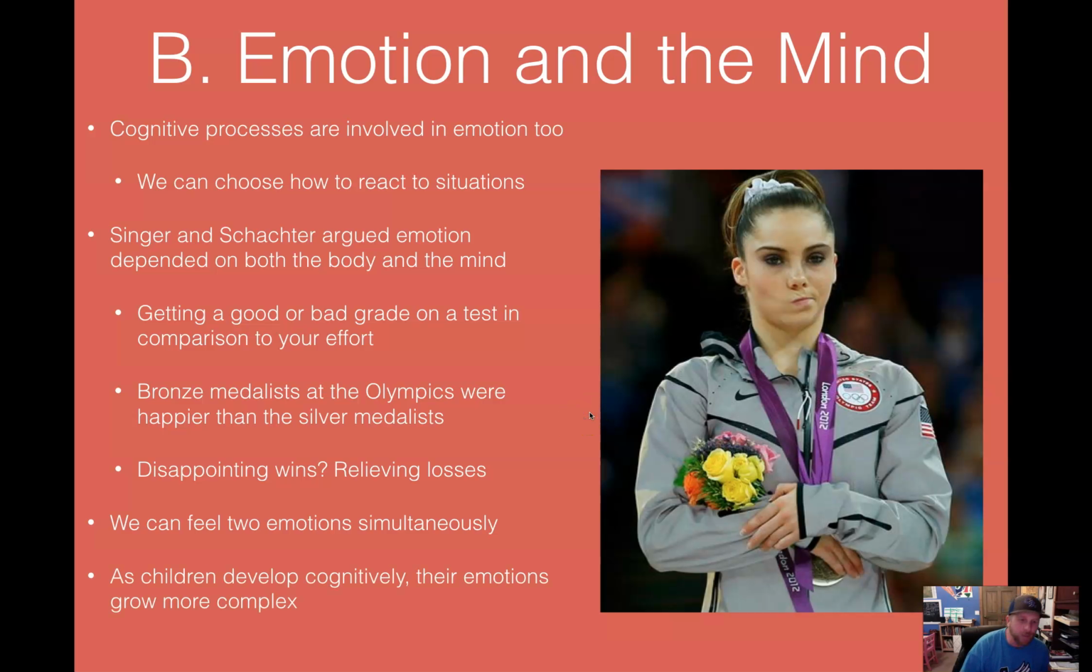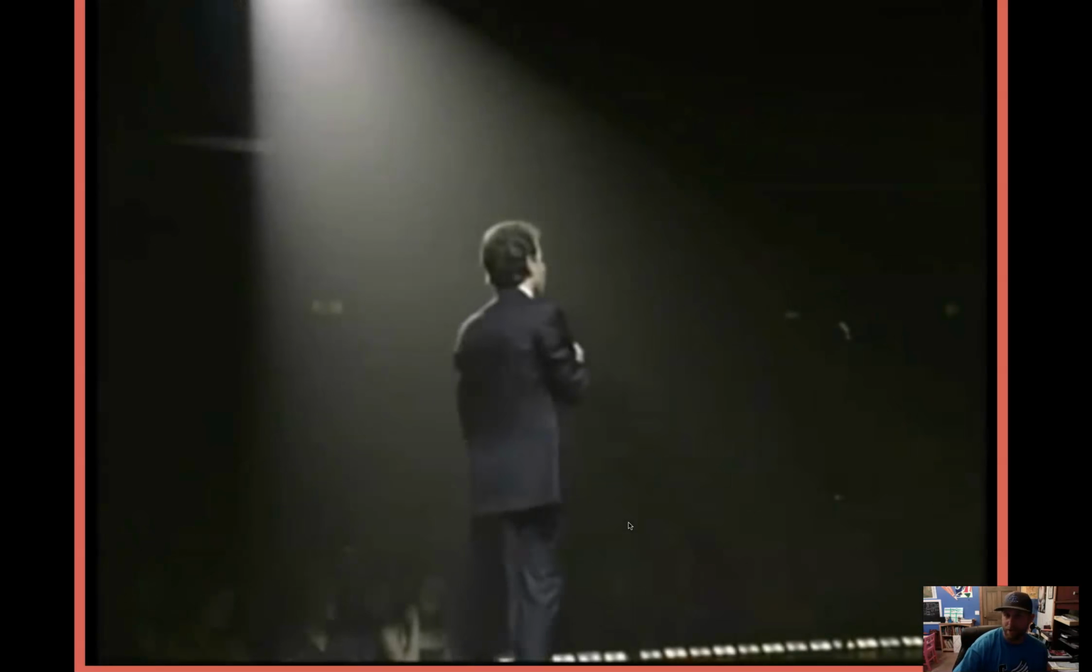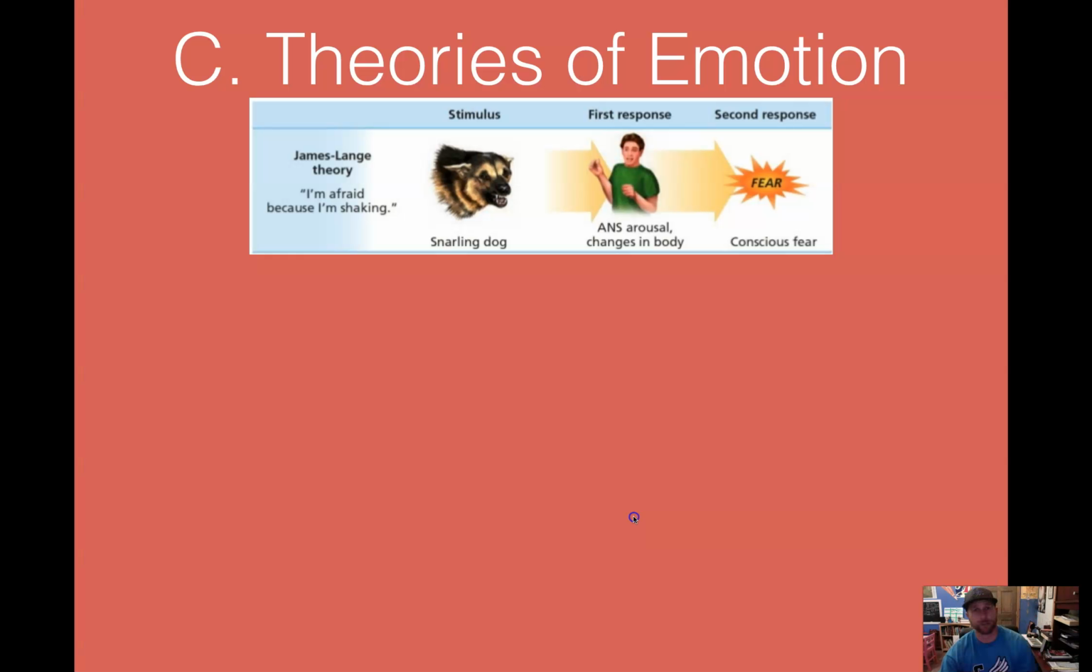As children develop cognitively, their emotions grow more complex. They can feel embarrassment, disappointment. Boredom is one that kind of develops. Shame and guilt do not show up until age 2 or 3. This is a Jerry Seinfeld stand-up bit about the silver medalist. I can't show you it for copyright, but check it out.